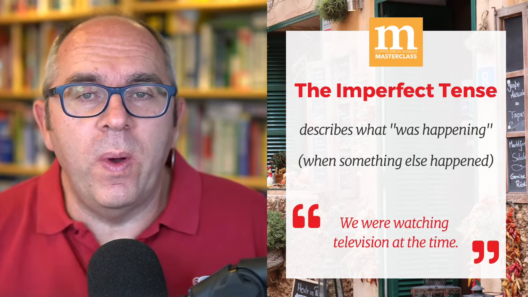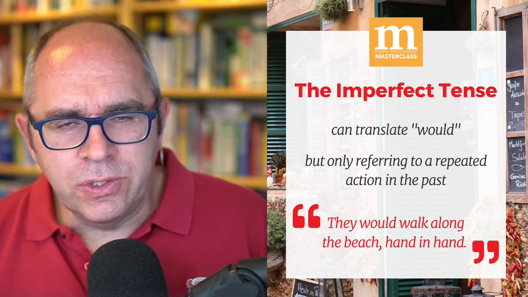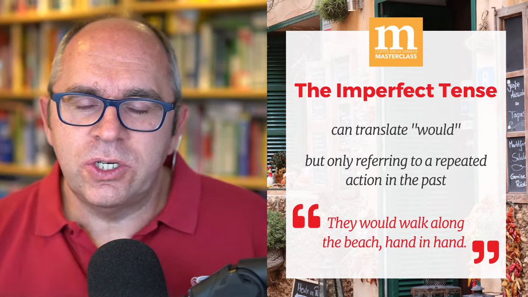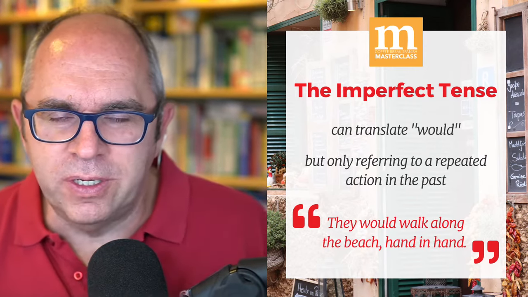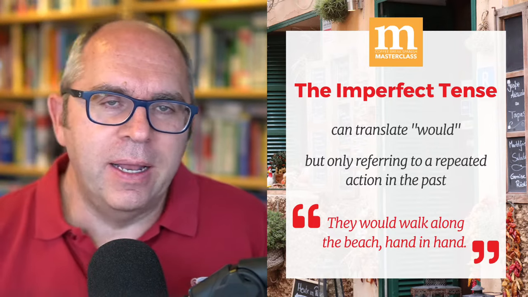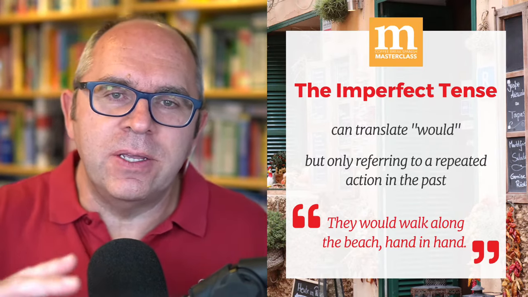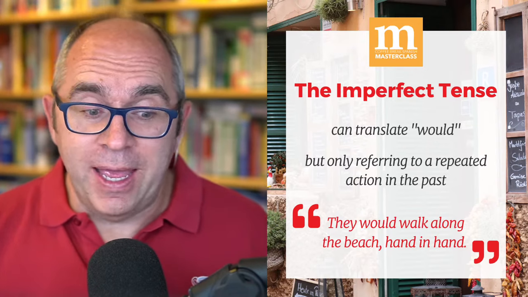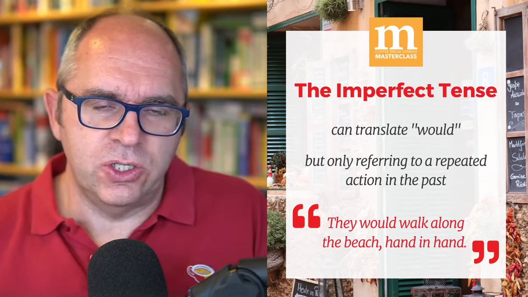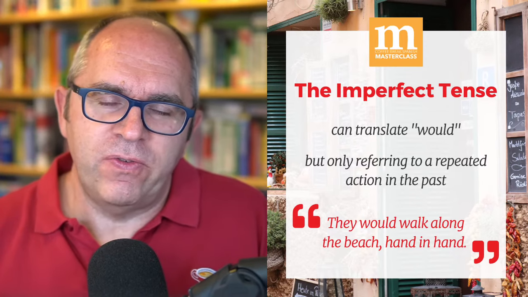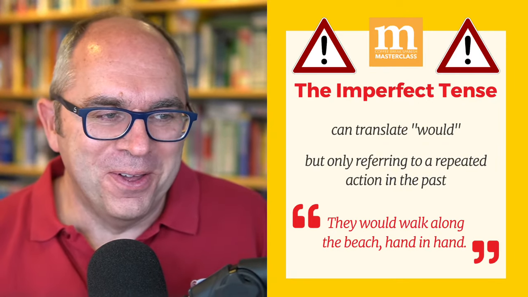But when what we were doing at the time, that's another example of the imperfect. Now, it can also, and be very careful with this one, translate would, but only referring to a repeated action in the past. And you know the kind of would I'm talking about here. Oh, they would walk along the beach hand in hand at sunset and the waves were lapping in the sea. There we're talking about a kind of imagined past, a fond looking back at the past. It's not they would walk along the beach hand in hand if they had the opportunity. That's a different would, that's a conditional. But here, this would in the imperfect refers to something that happened in the past, but just be careful with it. That's a little warning on that one.